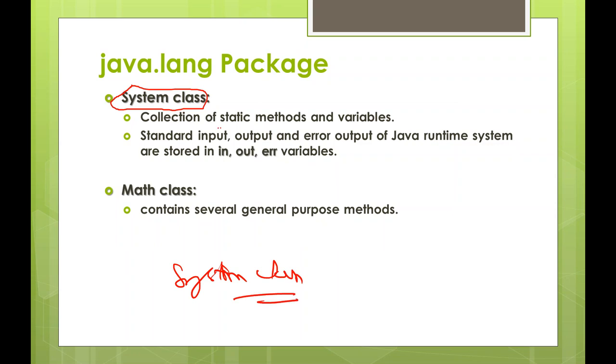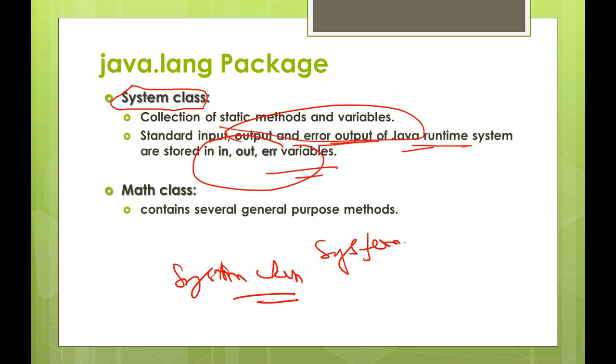This is the class which has a collection of static methods and variables. We have input, output, and error output for the Java runtime system. They are represented using the in, out, and err variables. That is why we use System.out.println and print. Yes, correct, you said it is a print. They are all nothing but streams.